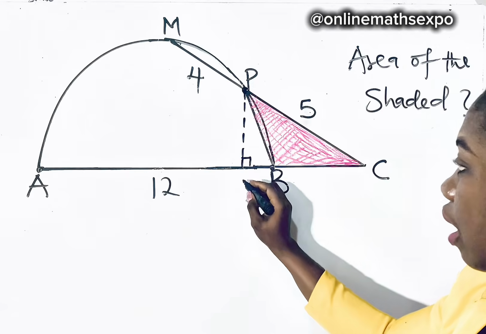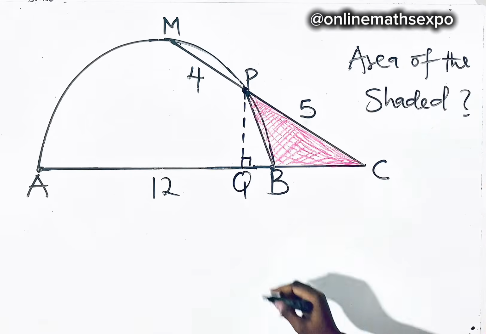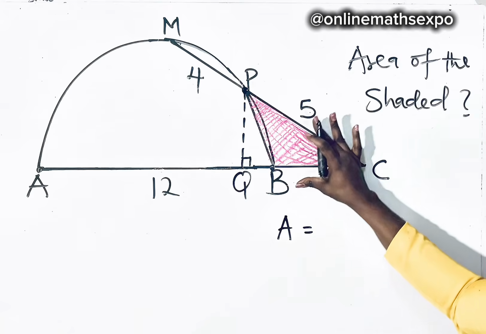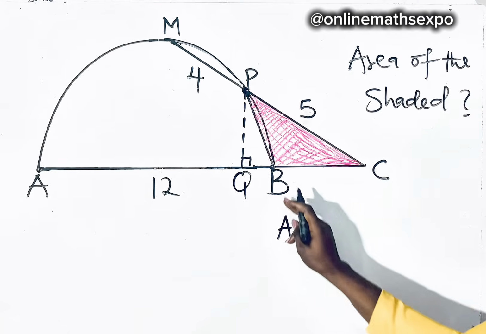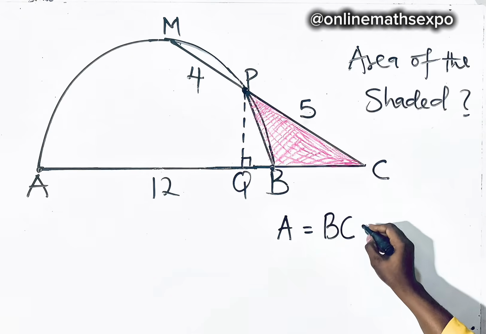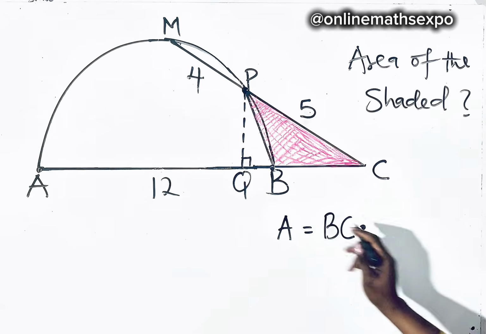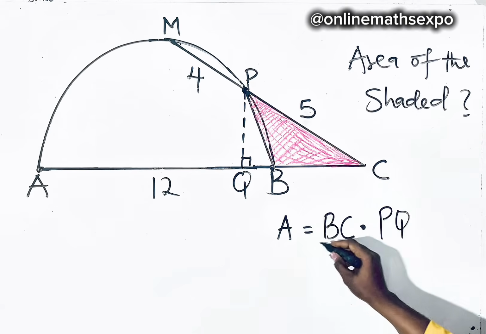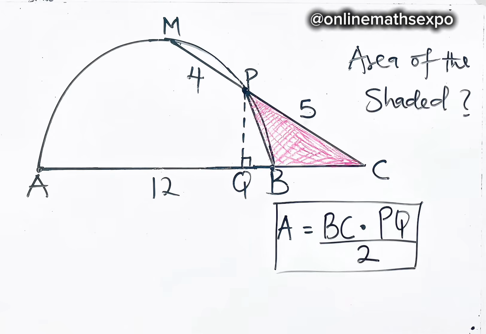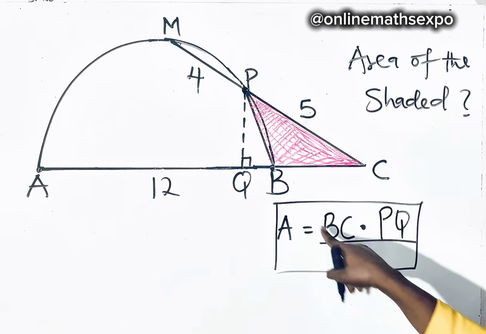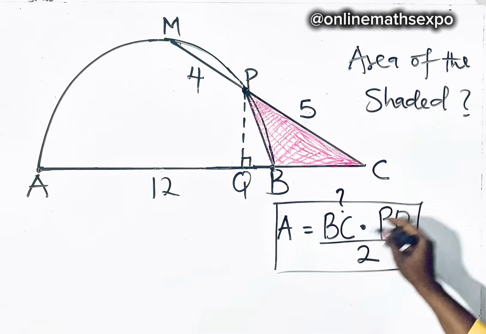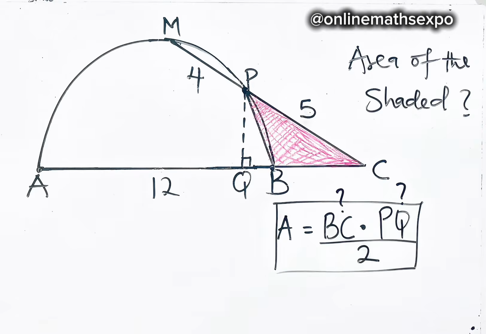If we label this point Q, the area of the triangle we are looking for is going to be the base, which is BC, multiplied by the height, which is PQ, and then divided by 2. This is what we should do to find the area. But do we know this length BC? No. Do we know length PQ? No. That's what we need to find.